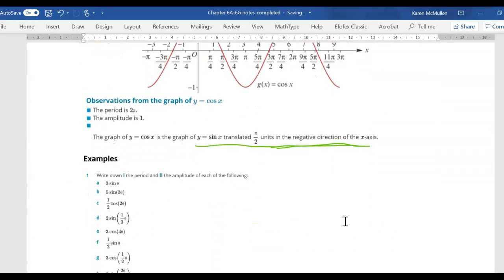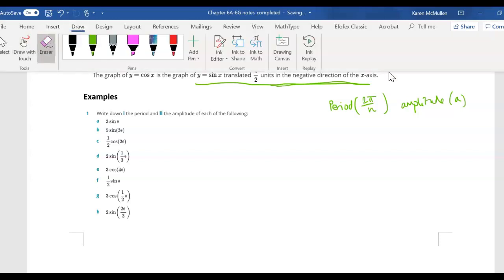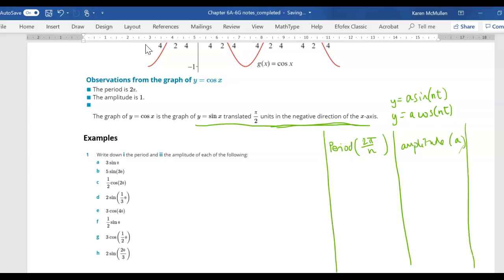So let's go back and have a look at question 1. So we're going to do the period and amplitude. Let's see if I can do a table, might be easier. Remember, period is 2 pi on n, and your amplitude is A. If you're wondering what n and A are, remember we've got the sine equation, A sine n t, and the cosine graph is A cos n t. As long as you can identify A and n, you should be able to do your period and your amplitude.